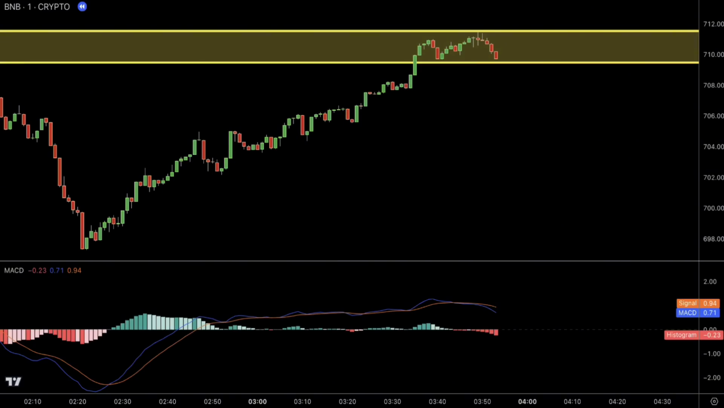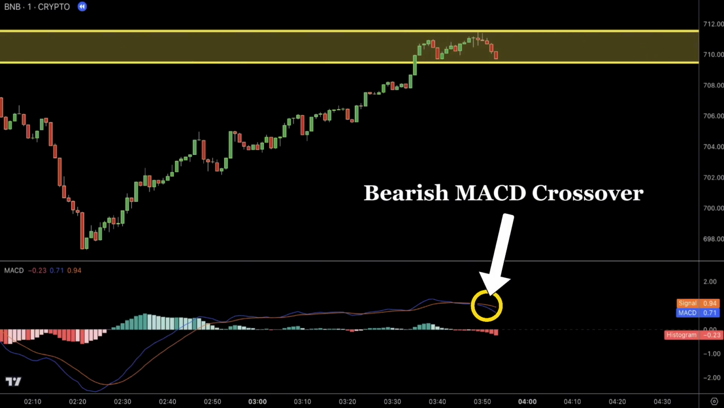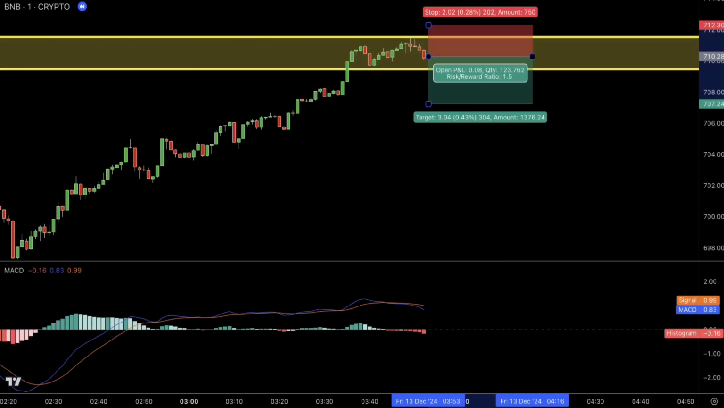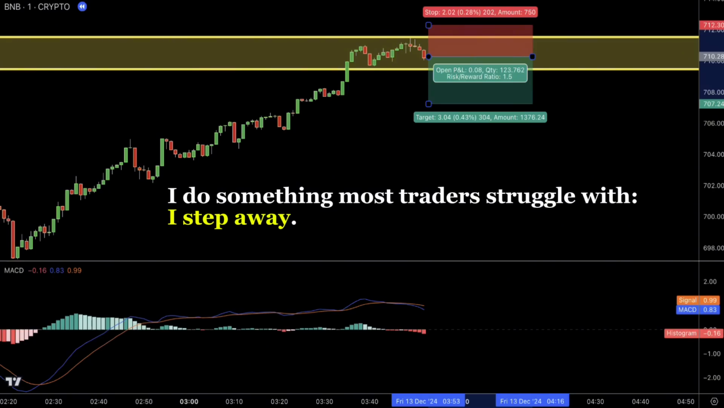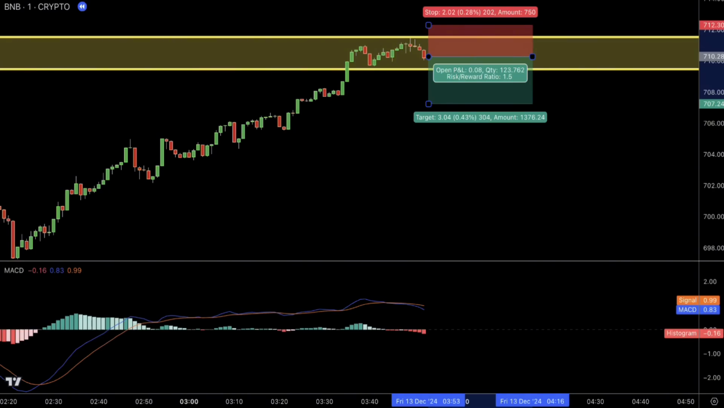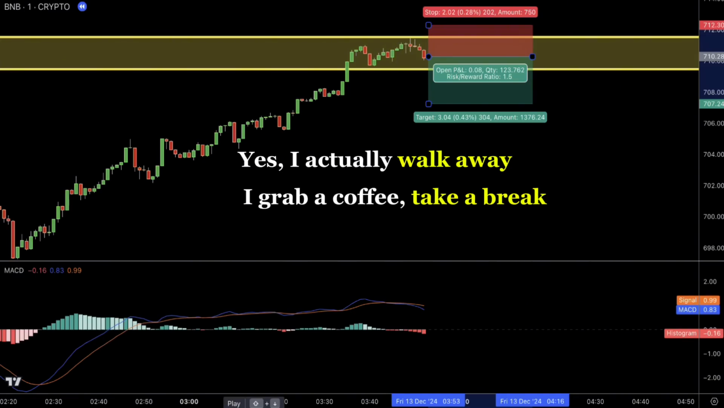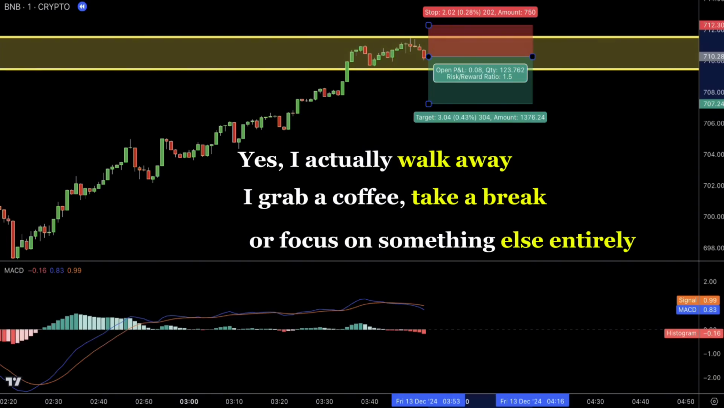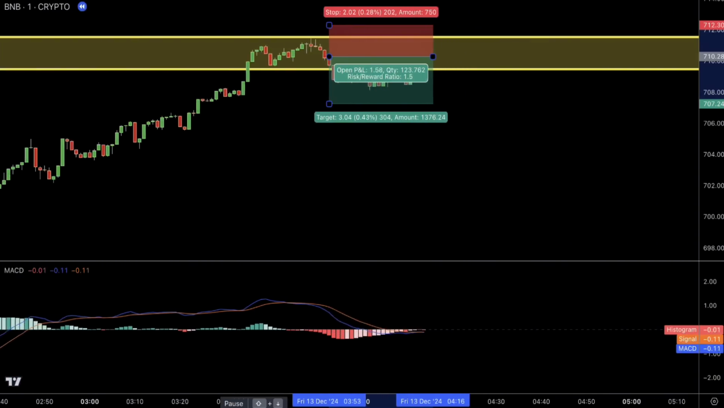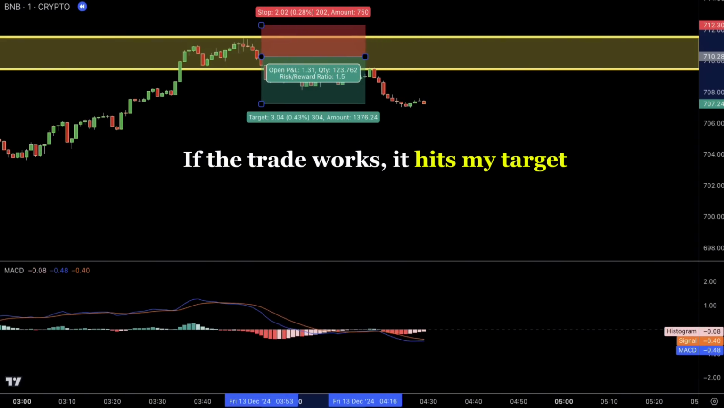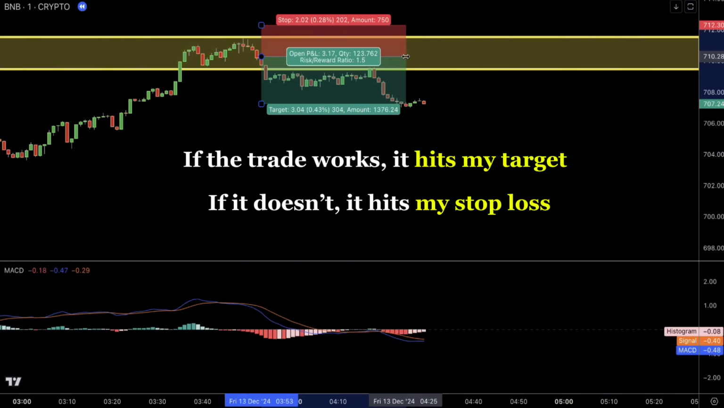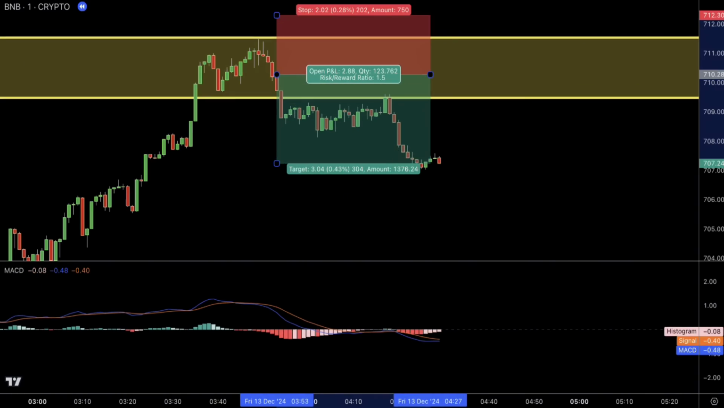The market touches the supply zone and gets rejected, confirming it as a valid level. Shortly after, I spot a bearish MACD crossover, providing the confirmation I need for the trade setup. At this point, I set my entry, stop loss, and target, and then I do something most traders struggle with. I step away. Yes, I actually walk away, I grab a coffee, take a break, or focus on something else entirely. I trust the process and let the market play out. If the trade works, it hits my target, and I lock in profits. If it doesn't, it hits my stop loss. And that's okay. I move on to the next setup without overthinking it.